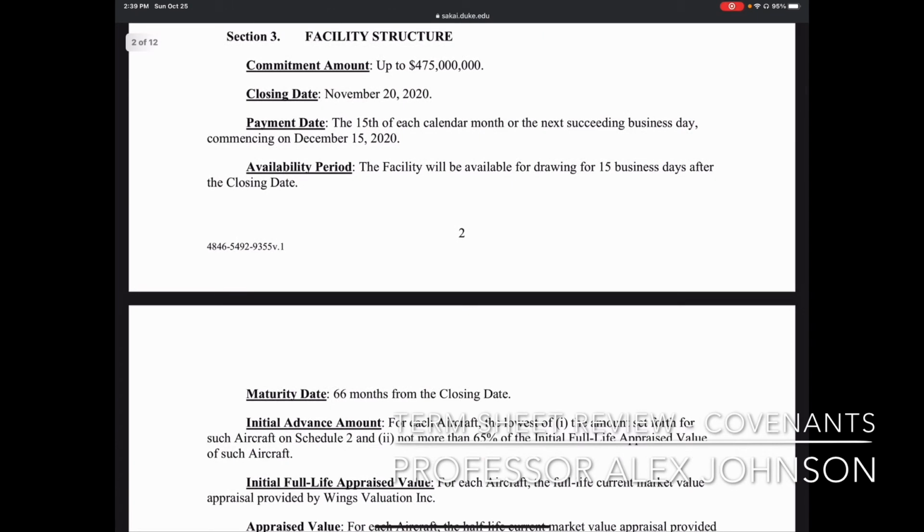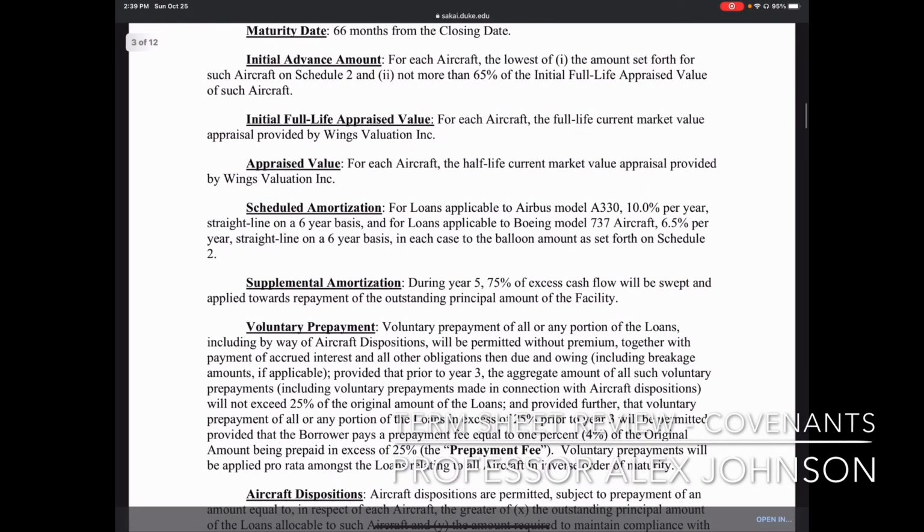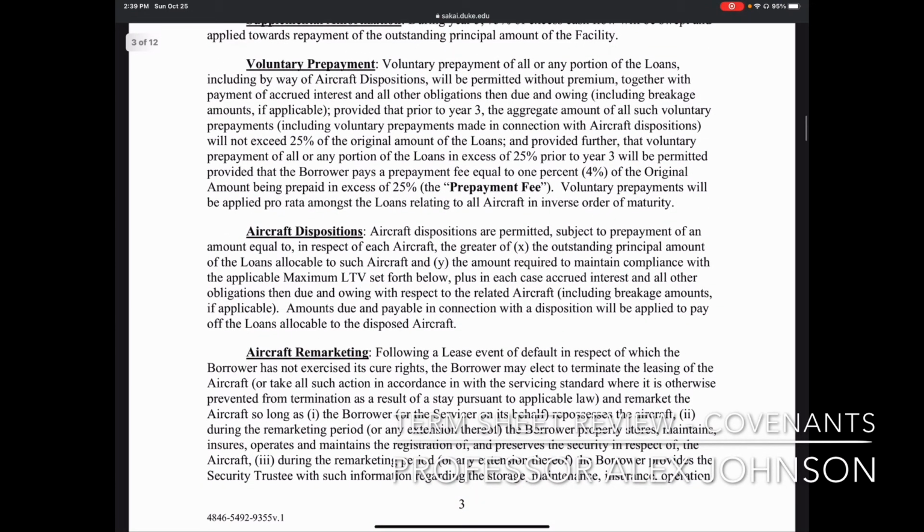We move on to section 3, which is the facility structure. Many of the terms in this section you will have already worked with in Article 2, that is, the financing provisions of our agreement. Things like how much are the lenders committing to lend? When will the transaction close? When will the payments be made? How long is the money available? How long does the transaction last? What's the borrowing base for the amount that the borrower can borrow from the lenders? How will the money get repaid? Things like that. That brings us all the way down to voluntary prepayments.